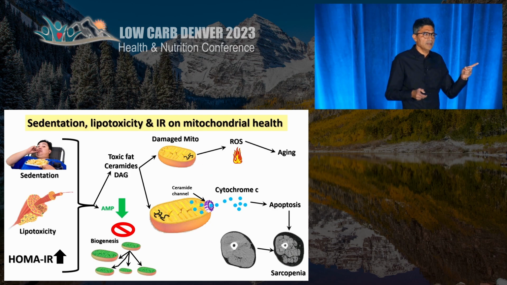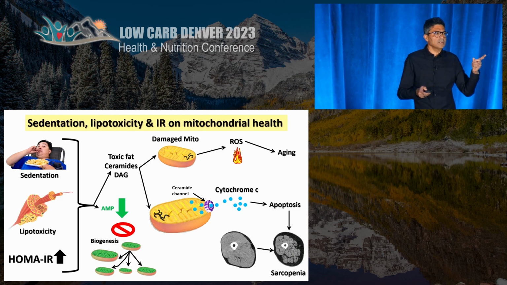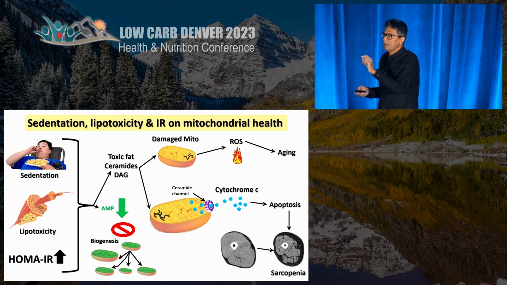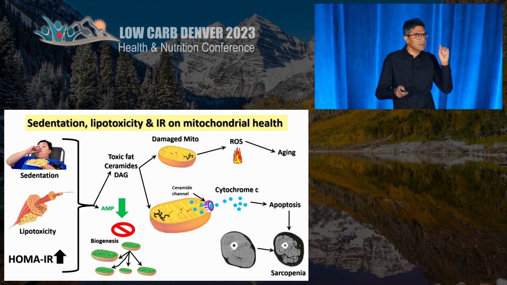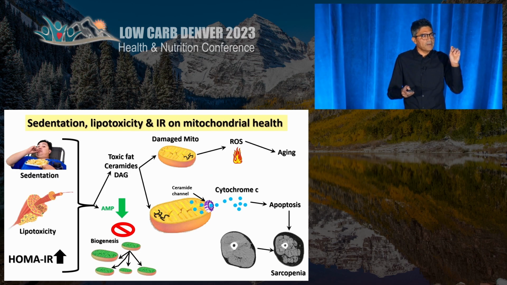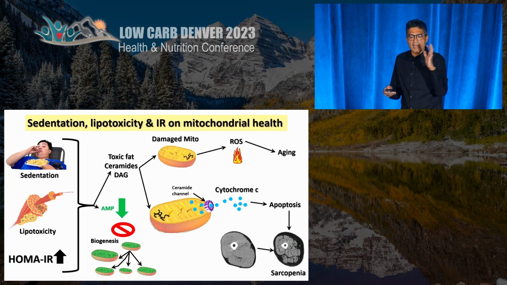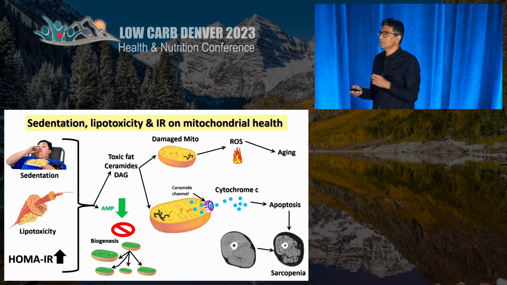On the other hand, if you have sedentariness, lipotoxicity, or insulin resistance, you are creating a lot more of that toxic fat that damages the mitochondria. These mitochondria don't burn cleanly. They generate a lot of free radicals that can cause aging. And the toxic fat called ceramide can form a channel through which important mitochondrial proteins leach out and program the cell for cell death, resulting in muscle atrophy or sarcopenia.